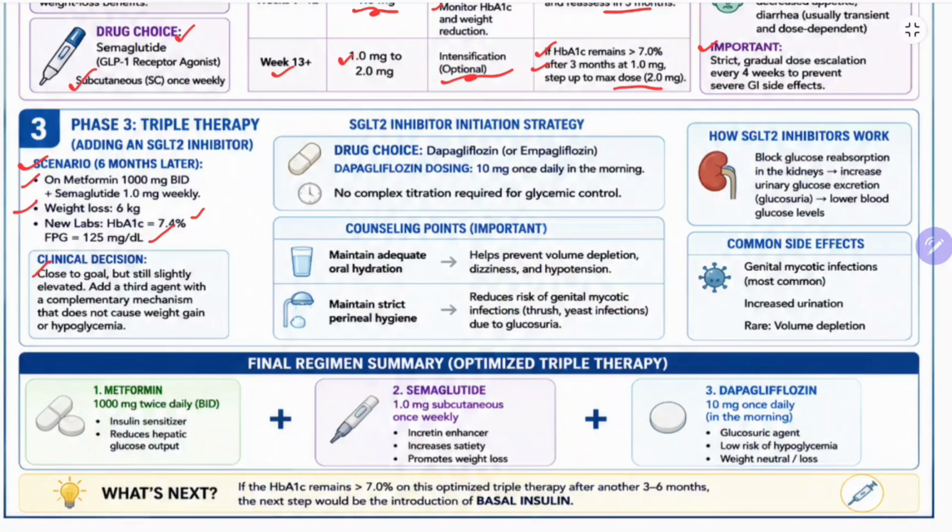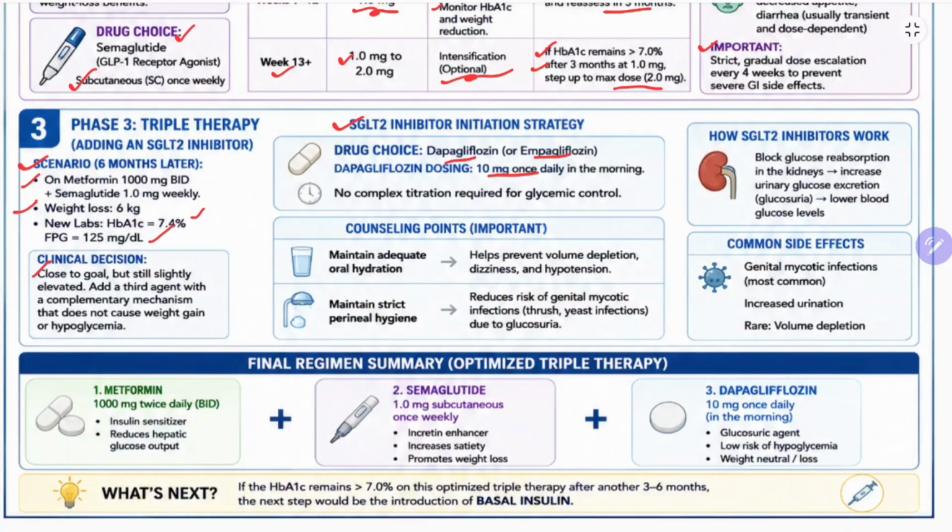We are close to goal, but still slightly elevated, and a third agent with a complementary mechanism that does not cause weight gain or hypoglycemia should be added. So that is an SGLT2 inhibitor. The drug of choice is either dapagliflozin or empagliflozin. Dapagliflozin dosing is 10 mg once daily in the morning. No complex titration is required for glycemic control.